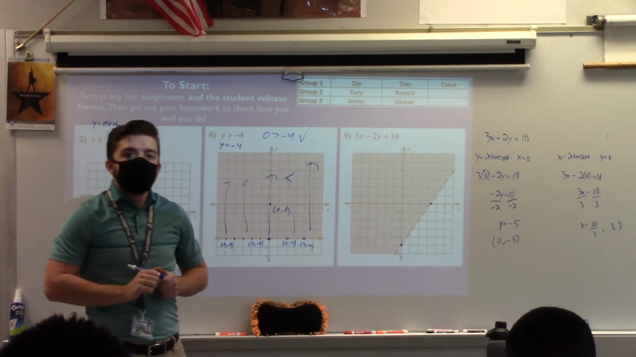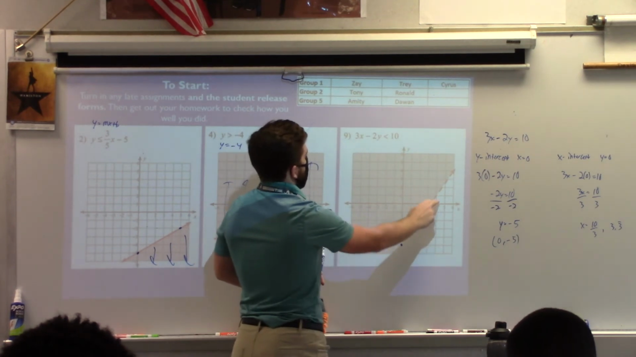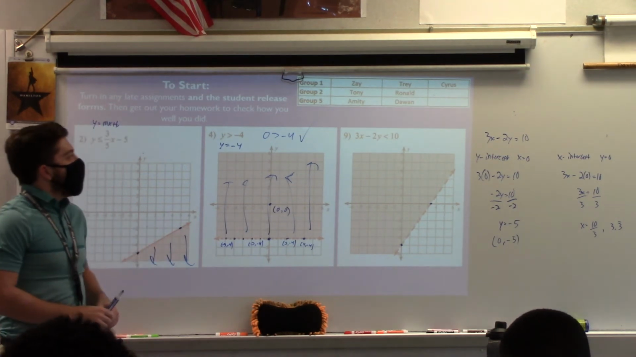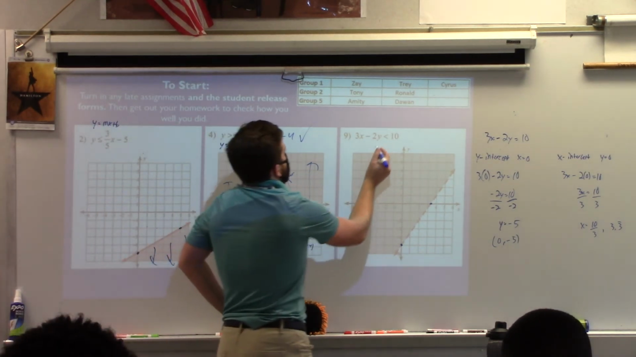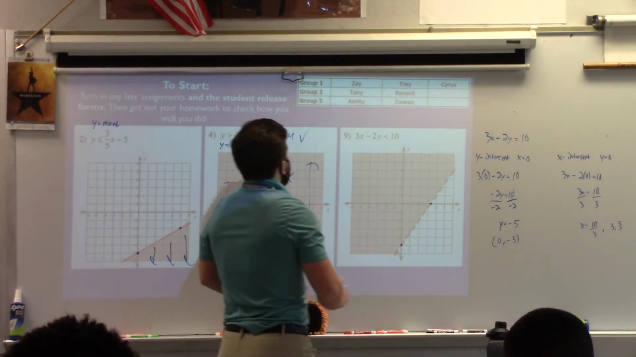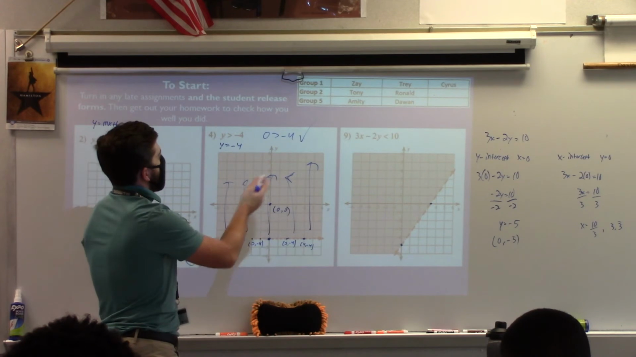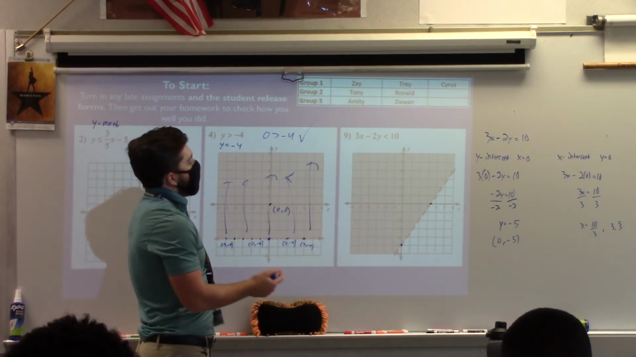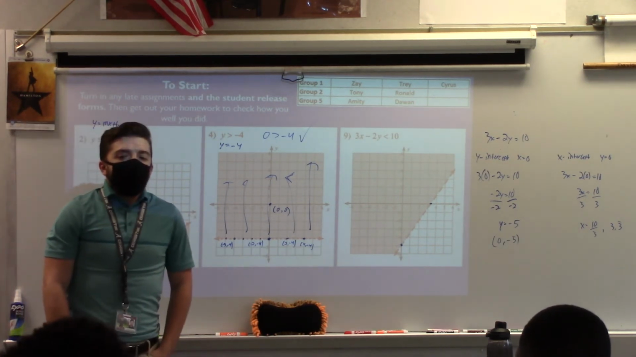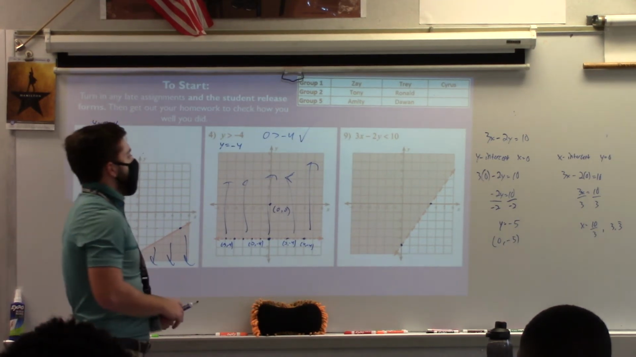Yes, no, maybe? So now let's look at the boundary line. Why is the boundary line dashed in this situation instead of solid? Because it can't be equal to; we're looking at only less than, so the solutions will not be on the line. But now, how do we know where to shade in this situation? Because we have 3x minus 2y is less than 10, but it's shaded above the boundary line. So how do we know where to shade? Everything's shaded up as less than 10. How do you know that? How could you test that?